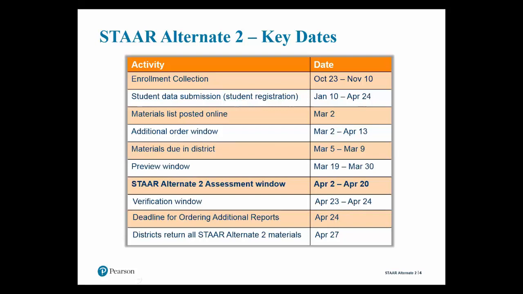Then we have the STAAR Alternate 2 assessment window, which runs from April 2nd through April 20th. And the verification window, that runs from April 23rd through the 24th, and we'll discuss what you're able to do during that verification window here in a bit. Then you have the April 24th deadline for ordering additional reports. And finally, April 27th is when you will return your STAAR Alternate 2 test materials. So again, some key dates here for the STAAR Alternate 2.